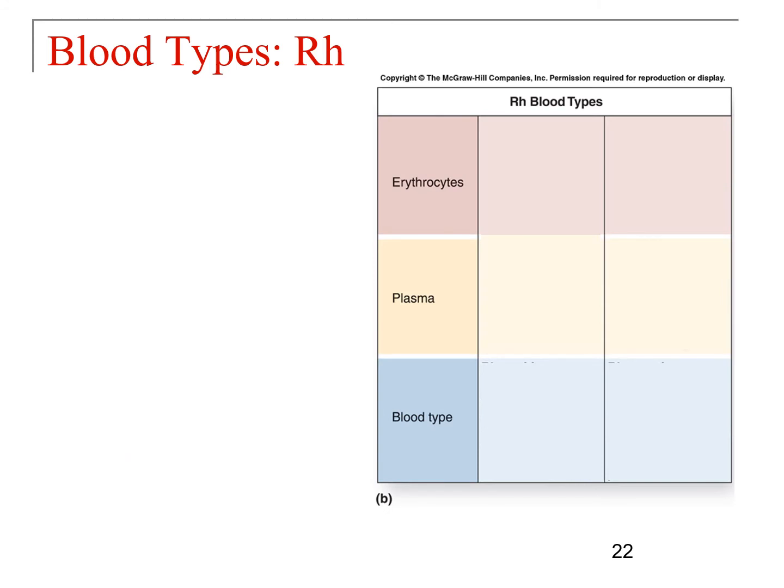Okay, so the other type of antigen system that we look at is the Rh antigen system. So we've been looking at A and B and O. But if somebody asks you what type of blood you have, you wouldn't just limit it to, I have type A blood. You'd want to say type A positive or type A negative. And the positive and negative are actually an indication of whether or not you have the Rh antigen.